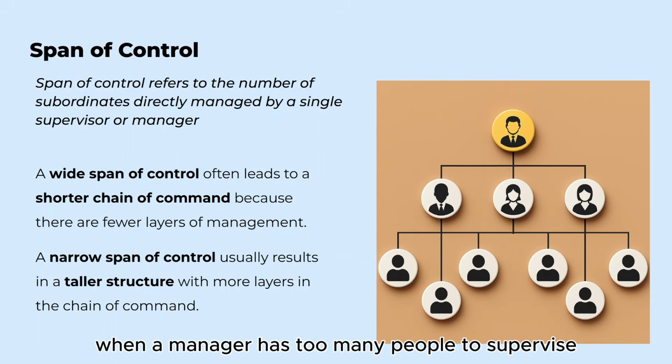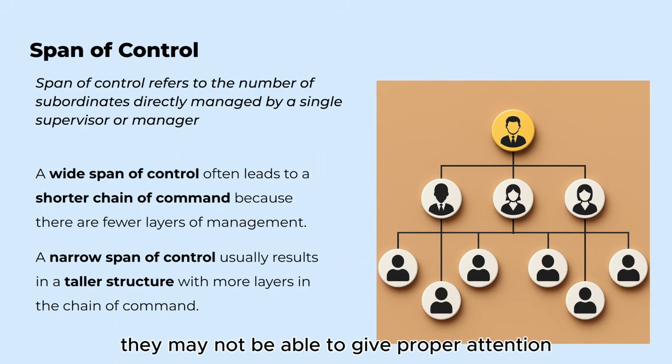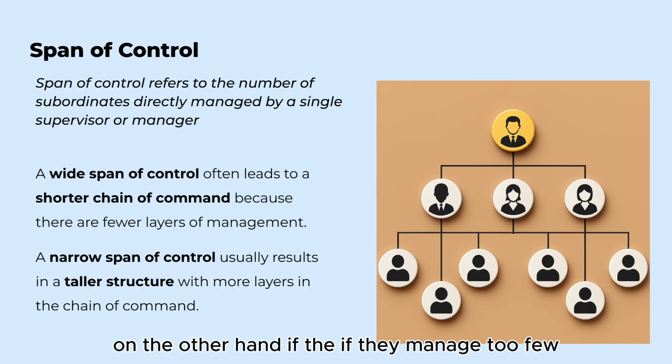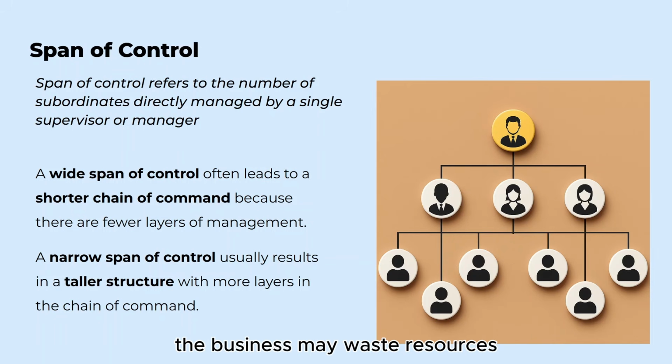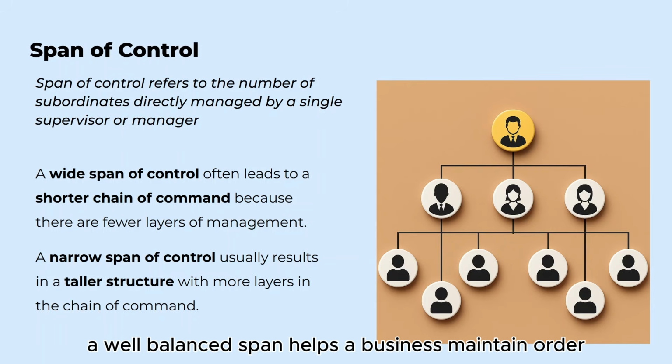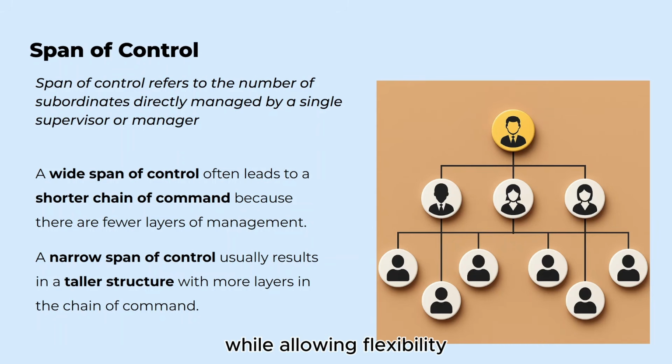When a manager has too many people to supervise, they may not be able to give proper attention or feedback to each one. On the other hand, if they manage too few, the business may waste resources and become overly bureaucratic. The span of control affects communication, decision-making, employee motivation, and overall effectiveness of supervision. A well-balanced span helps a business maintain order while allowing flexibility.